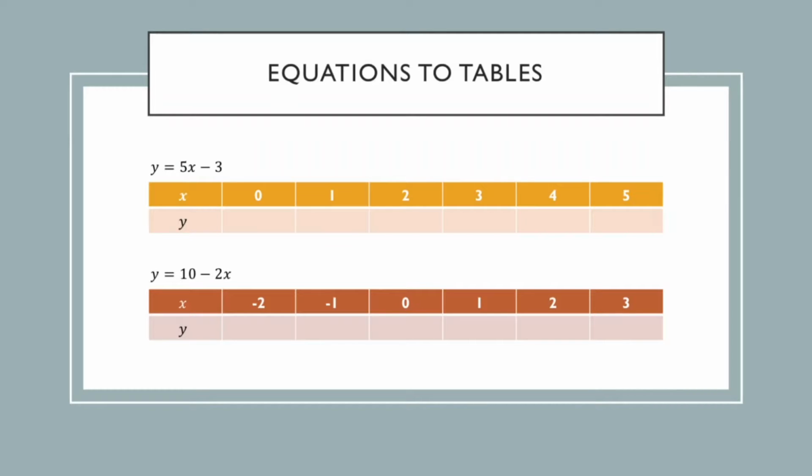These ones are a bit different because they have an extra element to them, an extra term. But we do it the same way. 5 times 0 minus 3 is going to be minus 3. 5 times 1 is going to be 2 after you minus 3. 5 times 2 is 10, minus 3 is 7, and so on.